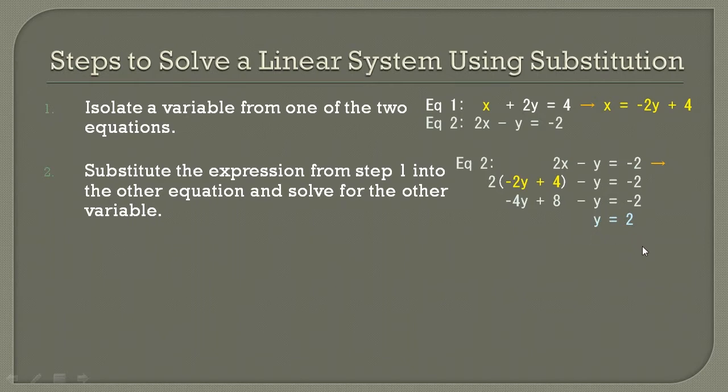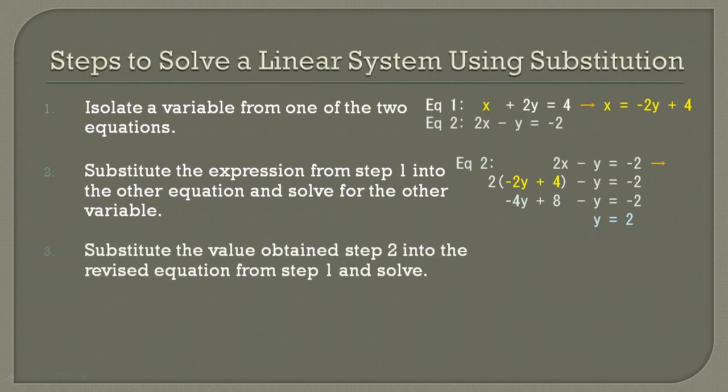to 2. Step 3. Substitute the value obtained in step 2 into the revised equation from step 1 and solve. This is my revised equation, x equals negative 2y plus 4. I am going to take the value of y equals 2 and substitute it into this equation and solve for x. When I do that, I get that x is equal to 0.